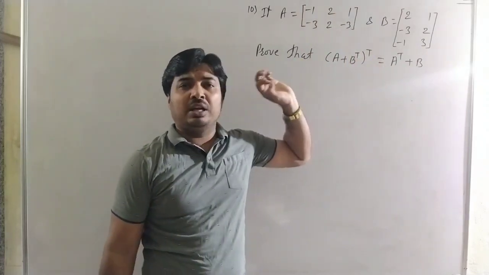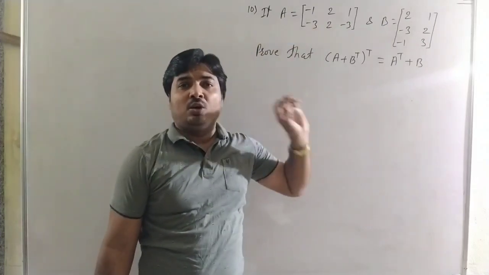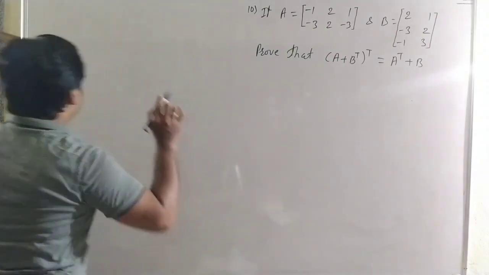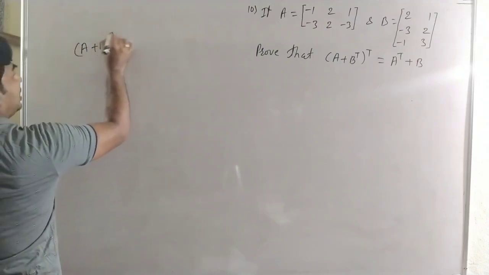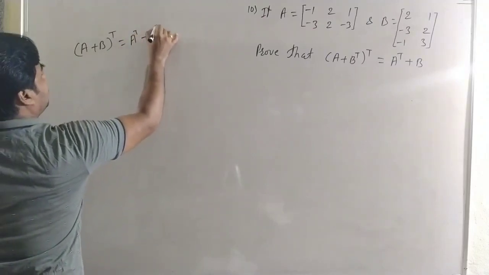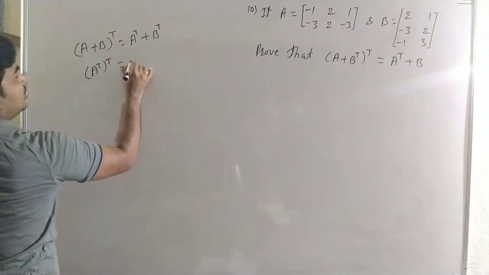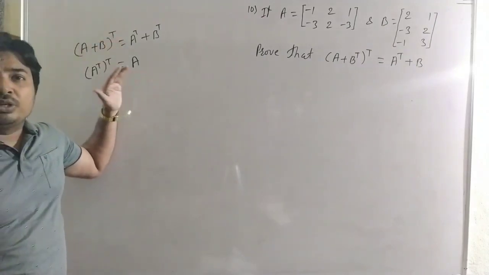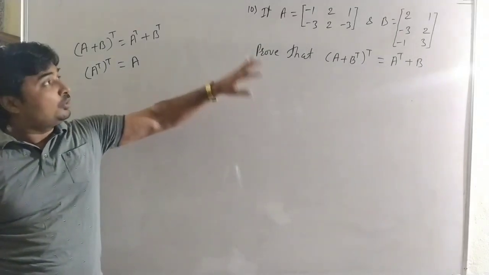A transpose plus B. Okay, here this example we can prove without calculating these two matrices, only by using the properties of the transpose of matrices. In the last lecture we saw the property (A plus B) whole transpose is A transpose plus B transpose, and the transpose of transpose is equal to the matrix itself. Using these two properties we have the proof without using calculation.